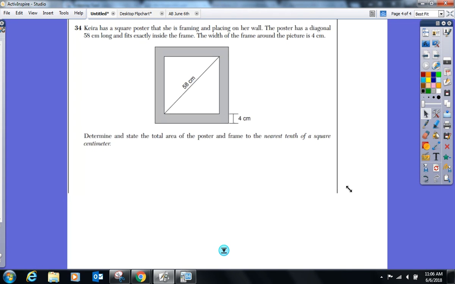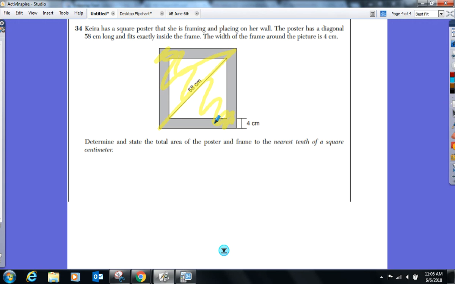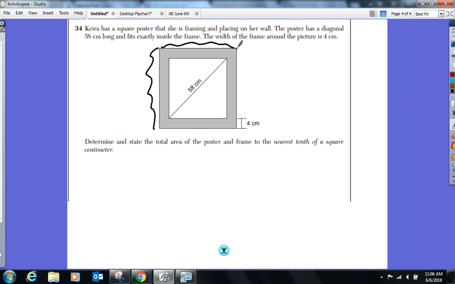Okay, first thing is just let's make sure we understand what's being asked here. The question is determine and state the total area of the poster and the frame. So bottom line, everything, this full figure I have up here, the area of everything. So if you want to find the area of the whole thing, I need to know what this side times that side is going to be. Let's help me find those sides.